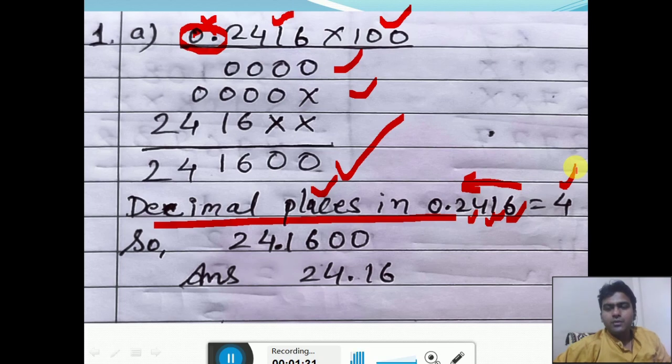So what decimal place is there? 0.2416 has 4 places. So what you have to do, you have to put the decimal point from right to left after how many places? 4 places. So our number is 241600. So count the 4 places from right to left. 1 2 3 and 4. So after 4 places, where do I have to put the decimal point? After 1 or after the 4. So our answer is 24.16. I hope you understood this. This is a simple method.